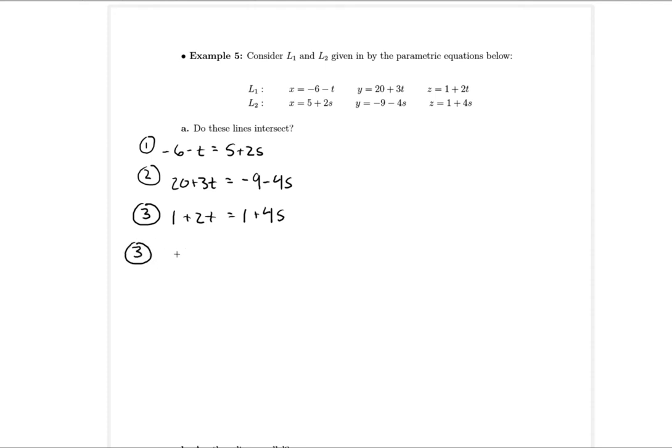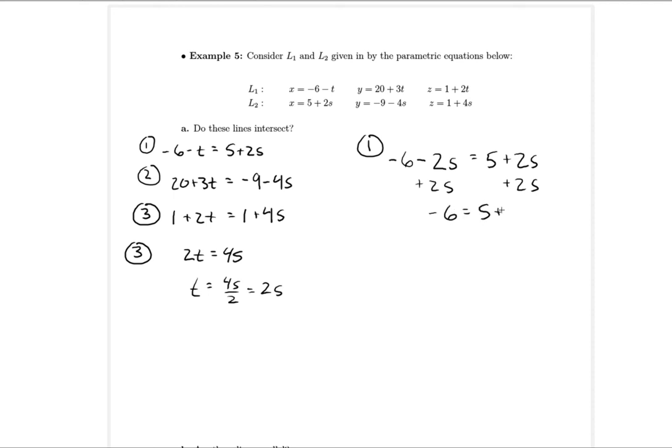So number 3 would tell me that 2t must equal 4s, right? Because there's a 1 on each side, so subtract 1. So t must equal 4s over 2, which is 2s. Okay, so that's a good piece of information. So then I can go to equation number 1 and say, okay, instead of t, I'm going to write -6 minus 2s instead of t equals 5 plus 2s. All right, so add 2s to both sides. So -6 equals 5 plus 4s.